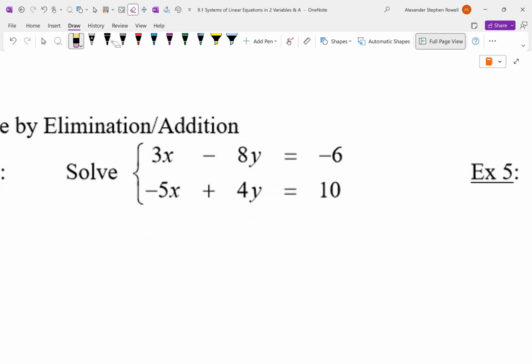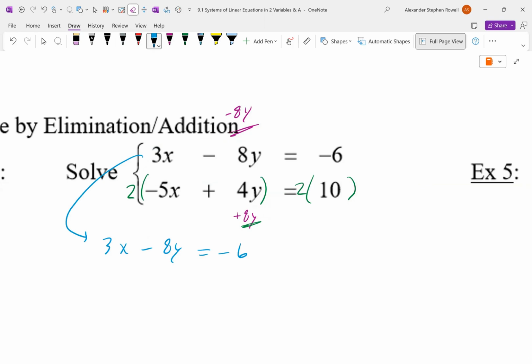So what I want to do is look at a variable and say, I'd like these to be opposites. What's the smallest number that 8 and 4 go into evenly? An 8, right? So I'd really like to have a negative 8y, which I have, and a positive 8y. So I'm going to multiply this equation by a number to give me 8y, and that number is 2. So equation 1 is still 3x minus 8y is equal to negative 6.